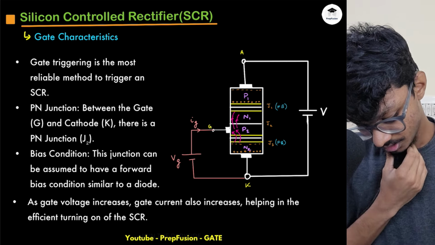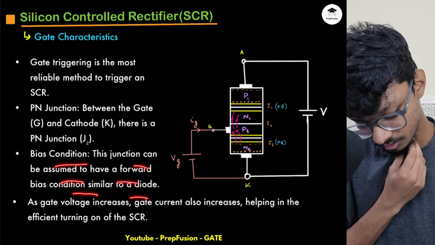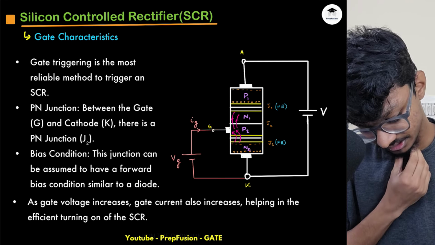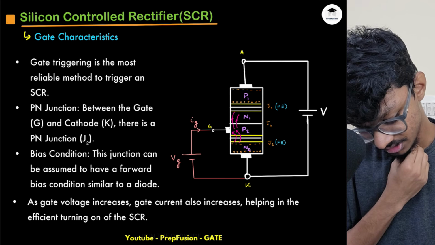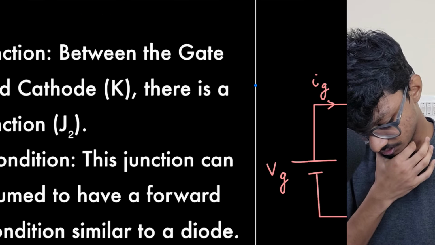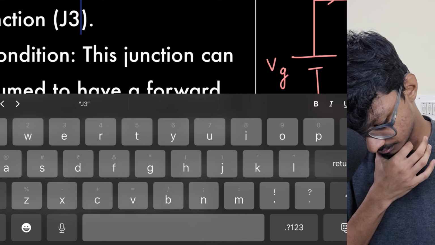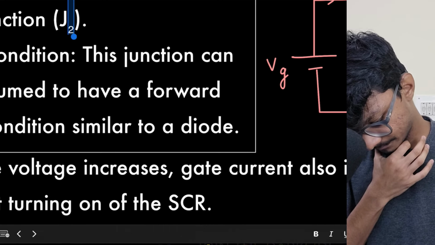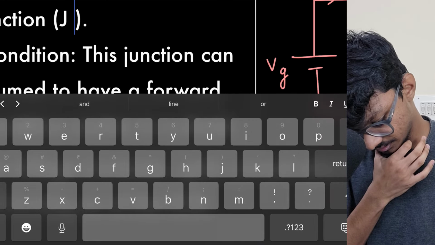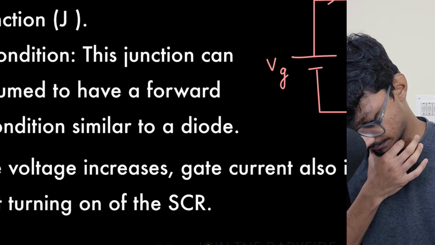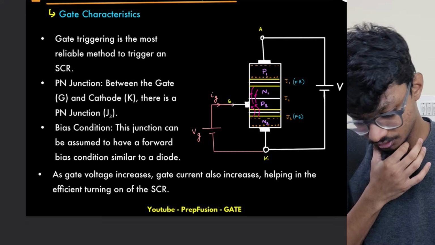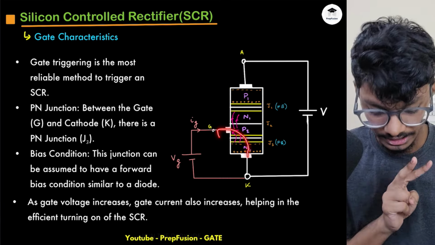So the junction can be assumed to have forward bias condition similar to a diode. This junction, this P2 and N2, is like a junction. Okay, the J3 junction is between the gate and cathode, there is a PN junction. This is J3, so there should be PN junction J3, not J2. Okay, it won't let me change it, so I will write it here anyways. So J3 junction is here, between the gate and the cathode.